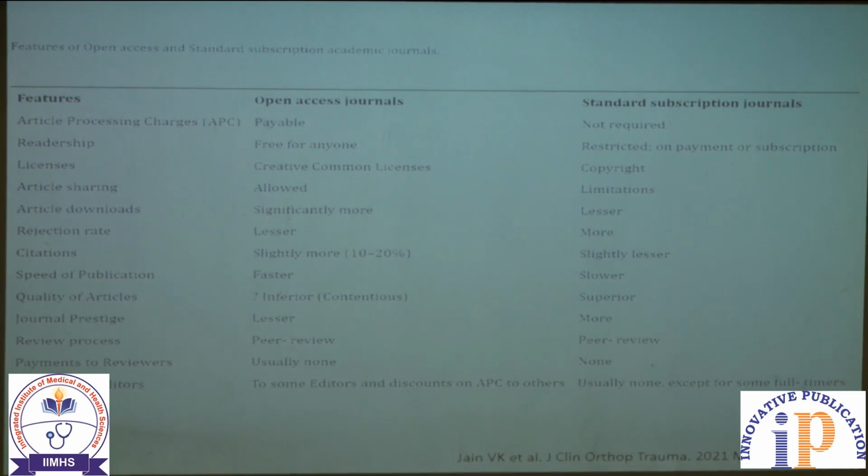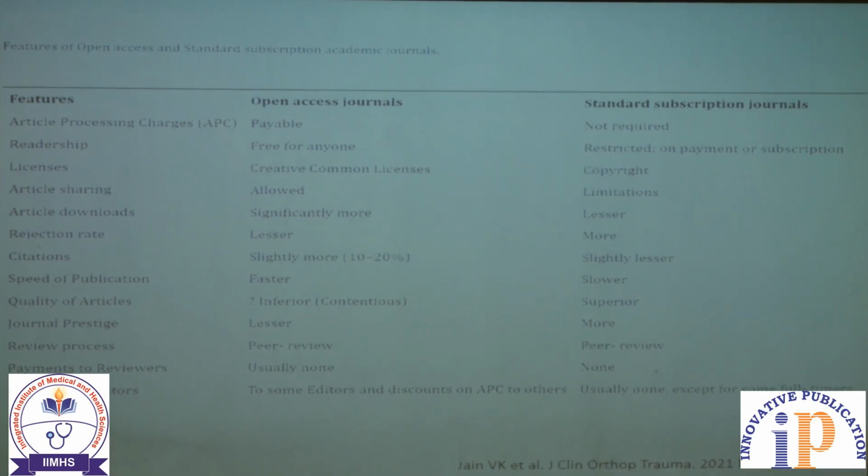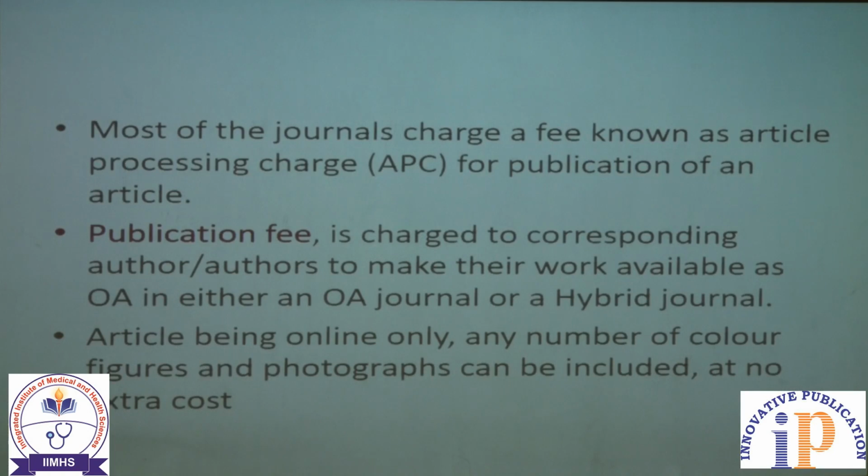The rejection rate is less in open access journals. When I wrote this paper, it was suggested that there is a high chance of rising citations, and the rejection rates are slightly less, but now things are almost equal in both kinds of publication. Then the speed of publication is faster, and there are other differences between these two.